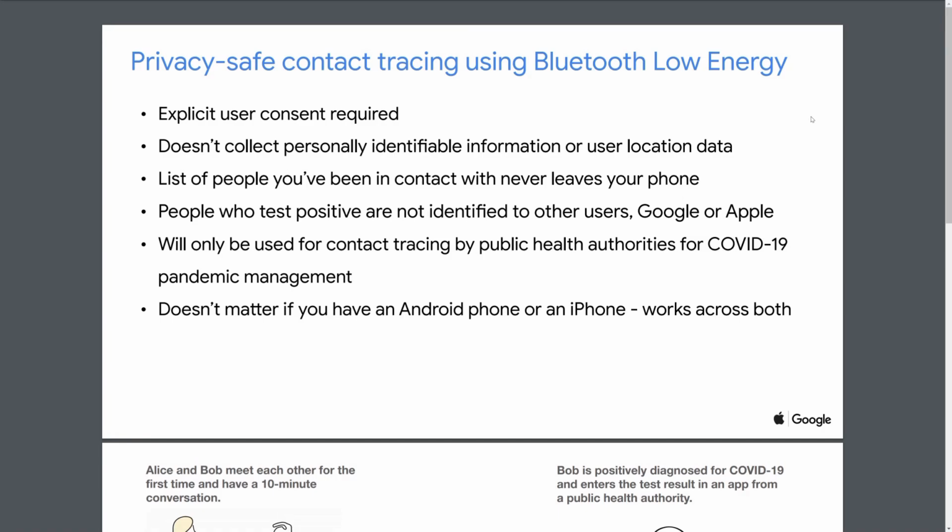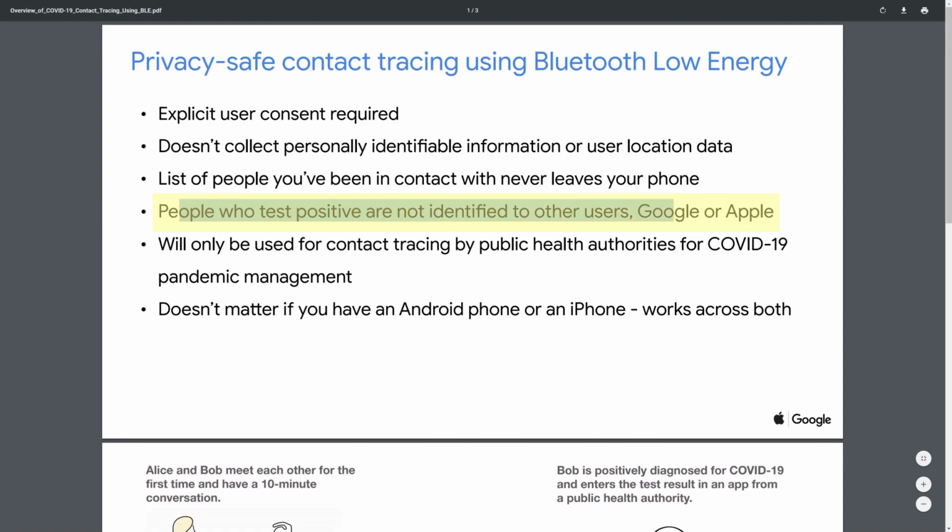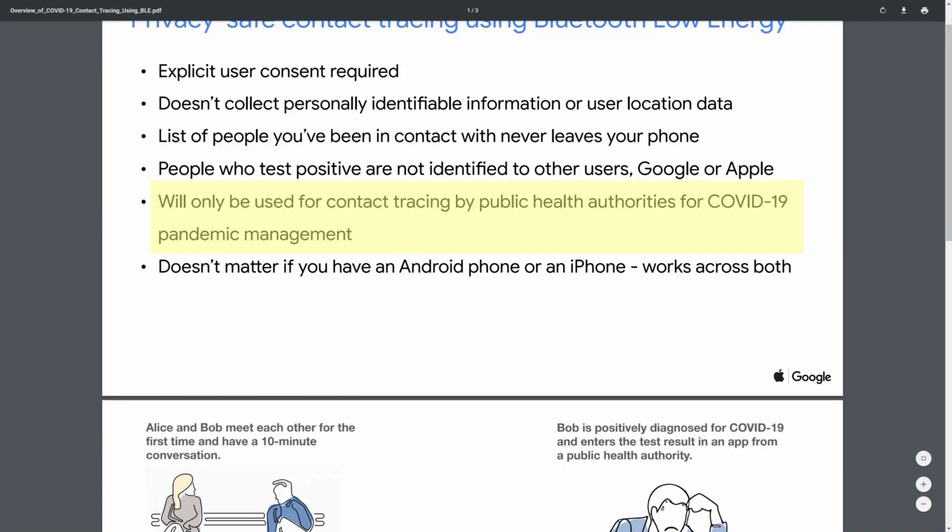They start off by saying that explicit user consent is always required, and it doesn't collect any PII or user location data. The operation is that it collects a list of people you've been in contact with, and that never leaves your phone. People who test positive are not identified to other users, Google or Apple. It will be only used for contact tracing by public health authorities for COVID-19 pandemic management.